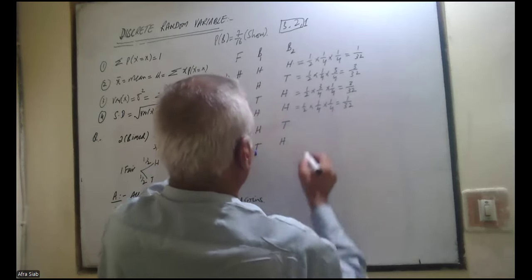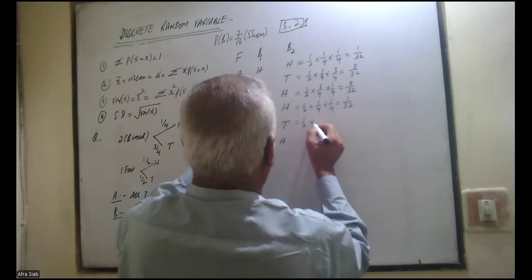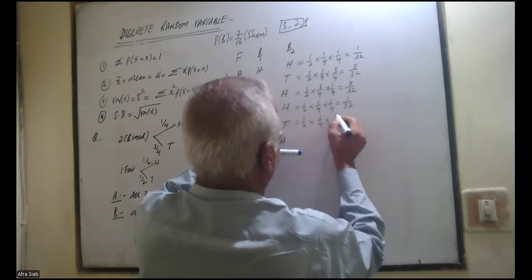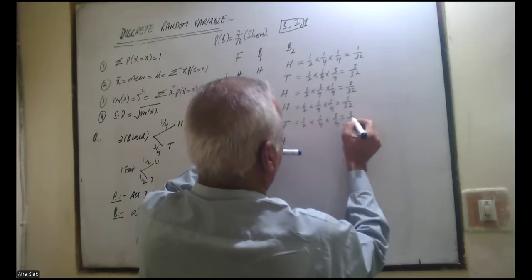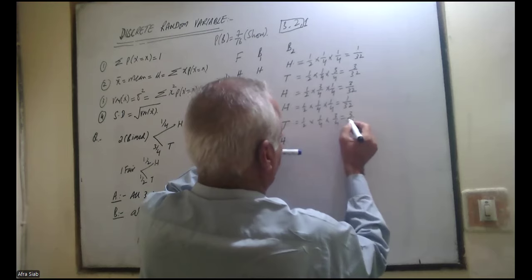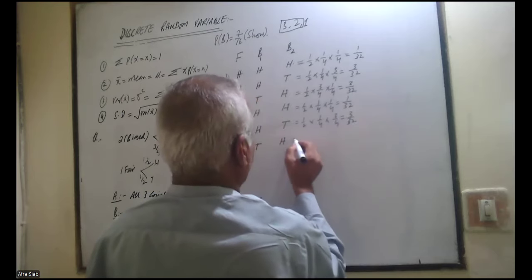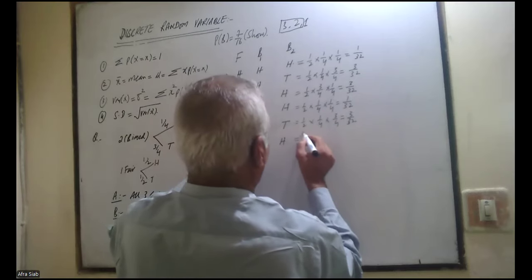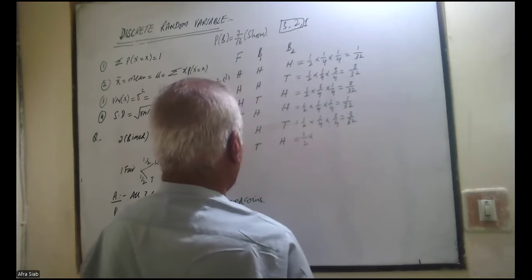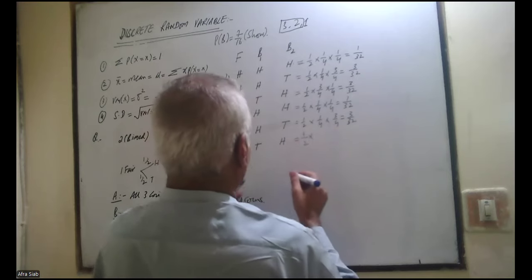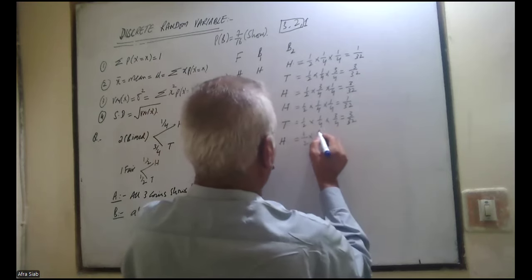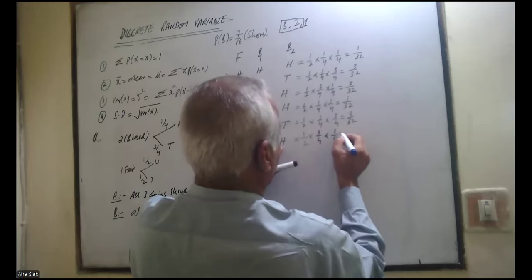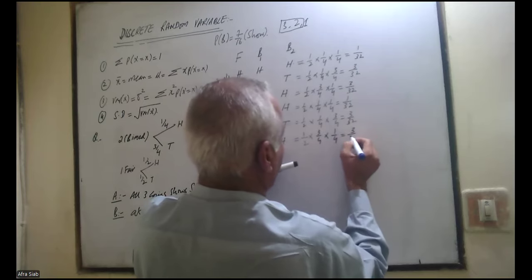Then tail is on the fair, that is 1 by 2. Head on the biased, that is 1 by 4. And tail is on the biased, that is 3 by 4. So that should be equal to 3 by 32. And last one is tail on the fair, that is 1 by 2, into tail on the biased, that is 3 by 4, and head on the biased, that is 1 by 4. So that value is equal to 3 by 32.